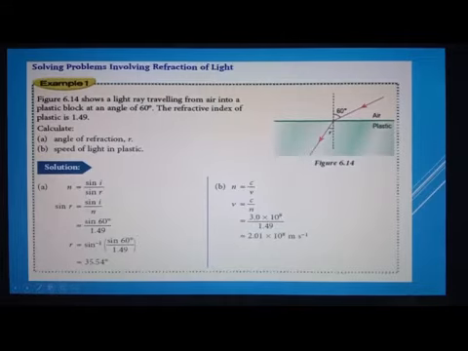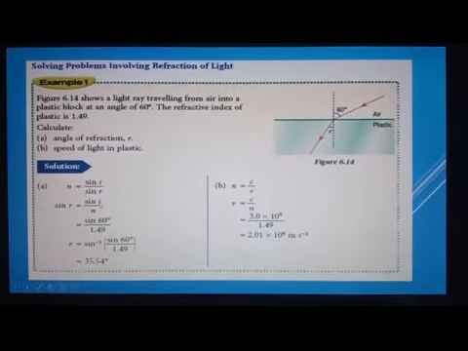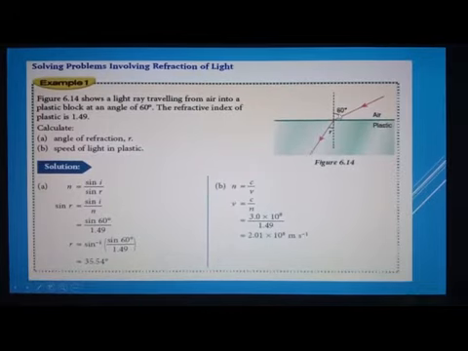Here, sine r equals sine i over n. Here i is the angle in air, so we take it as 60. n is 1.49. So you just use the calculator to calculate the value of the angle. So we have r equals 35.54 degrees.